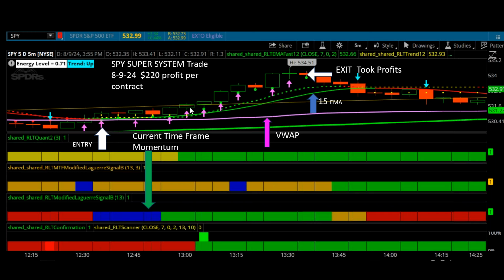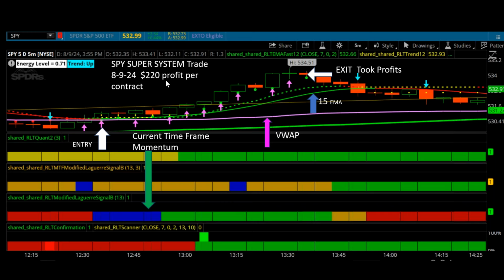So I stay in this trade as long as the stock price stays above the 15. Now, once I start to get some hesitation, I could have taken it off right here. I took it off right here when I started getting these dojis, and I'm a little extended from the 15. But notice that the current time frame momentum stayed green the whole time, right? And that was $220 of profit.